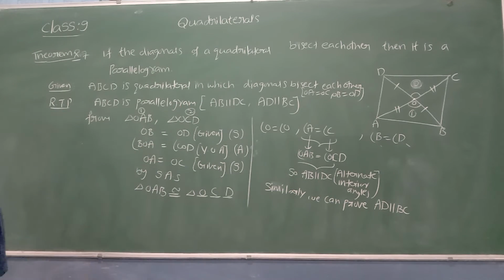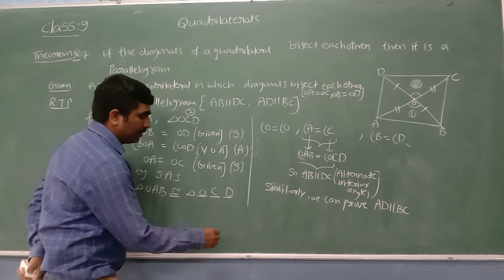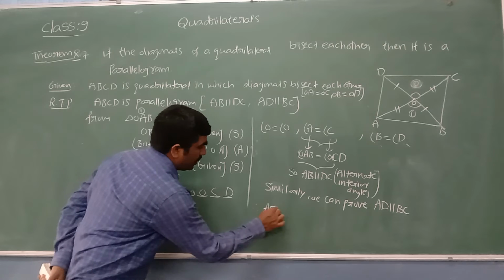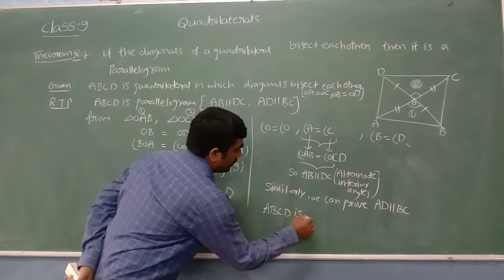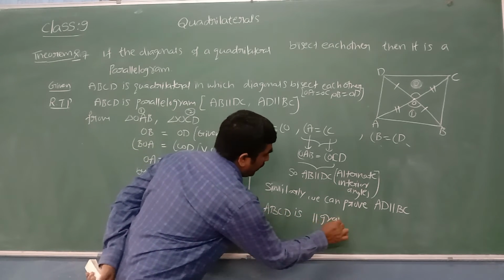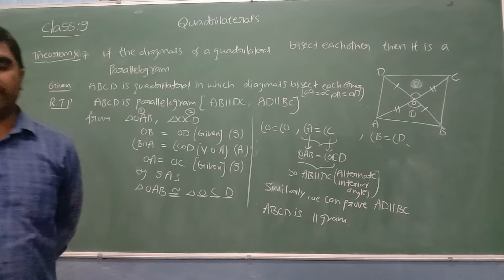So once two pairs of opposite sides are parallel, what can we say? Therefore we can say that ABCD is a parallelogram. Hope it is clear.